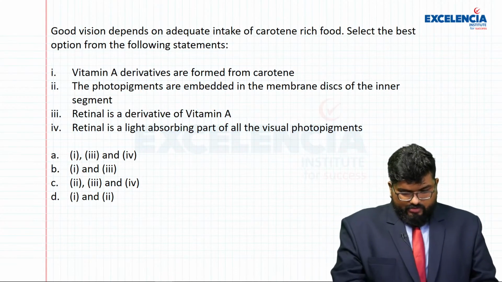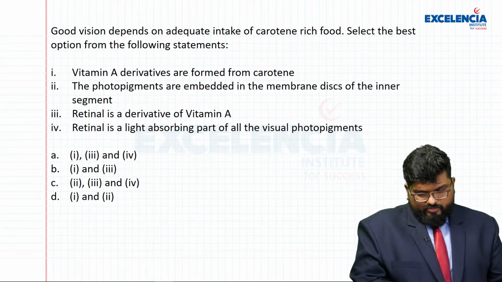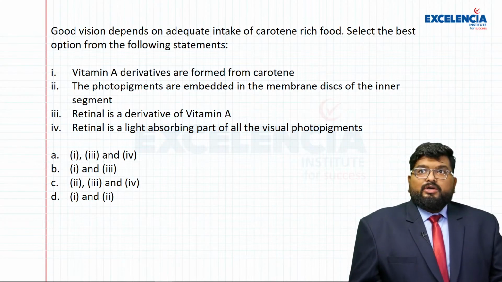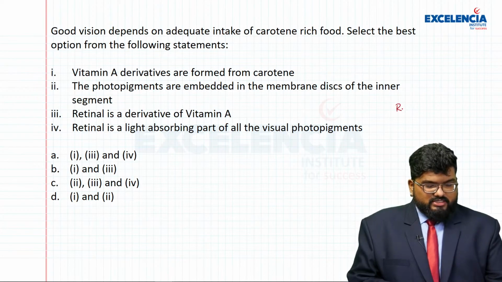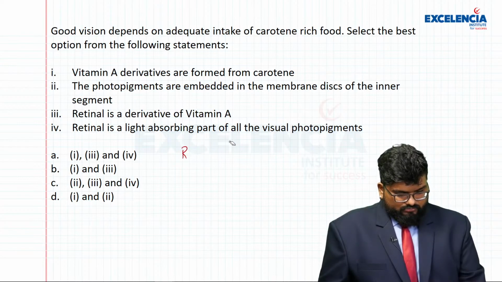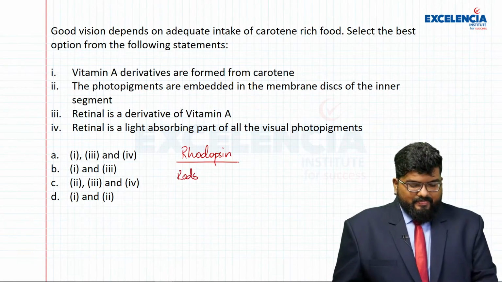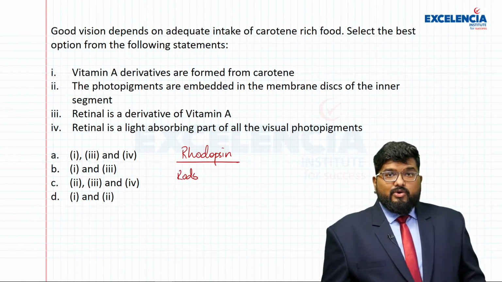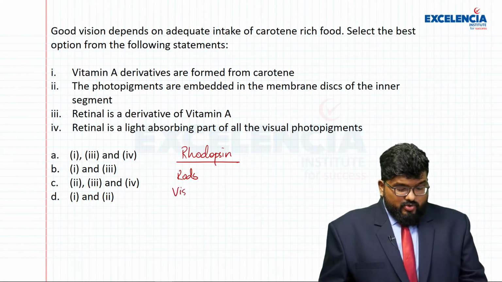Next, good vision depends on adequate intake of carotene-rich food. Select the best option from the following statements. What are we talking about over here? We are talking about a component called rhodopsin. Rhodopsin is a pigment that is found in the rods of the retina. Now this component is also known as what? Visual purple.